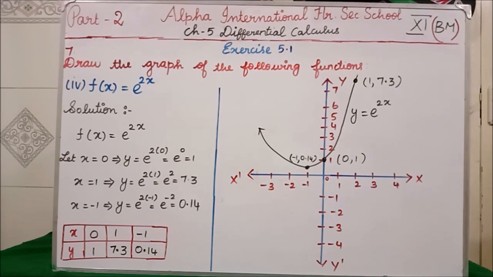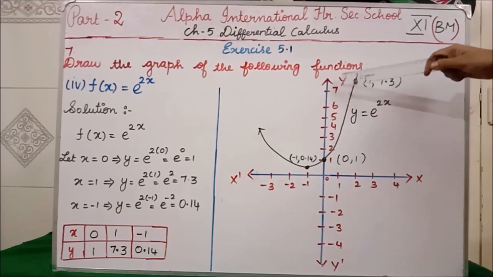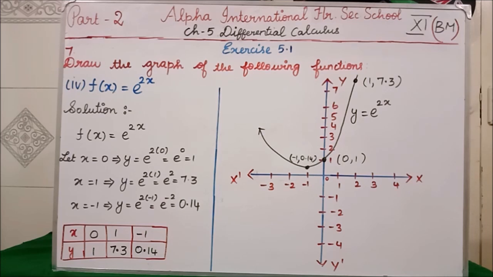See, when I am substituting 0, I have got 1, so I have plotted 0 comma 1. Then when I have substituted 1, I have got 7.3. 7.3 means after 7 it will come. So I have 1 comma 7.3. Then the last value is minus 1 comma 0.14. So 0.14 is a very small value, isn't it? Between 0 and 1 it will come. So I have plotted minus 1 comma 0.14 and I have joined the line. Now in the question, what they have given, y equal to e power 2x, you have to write. Clear?